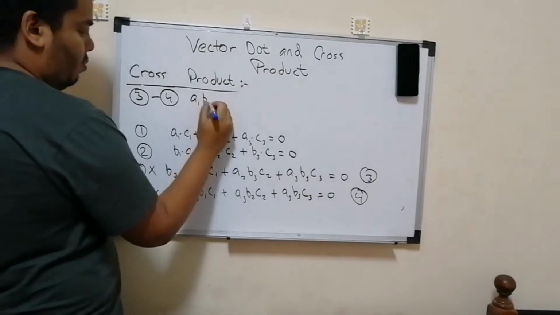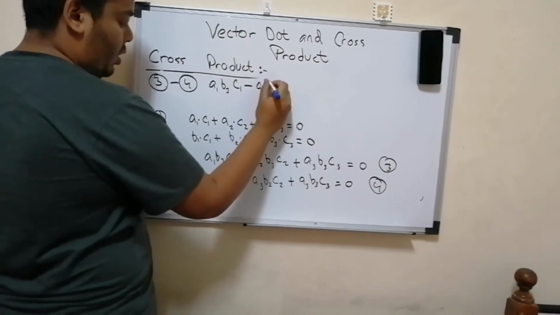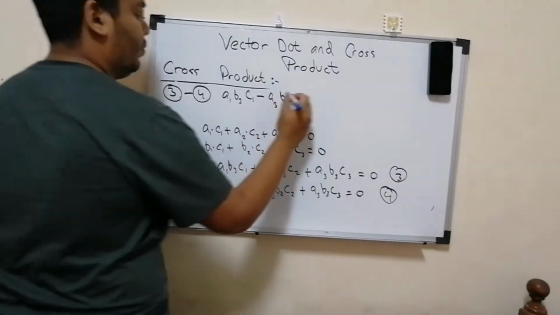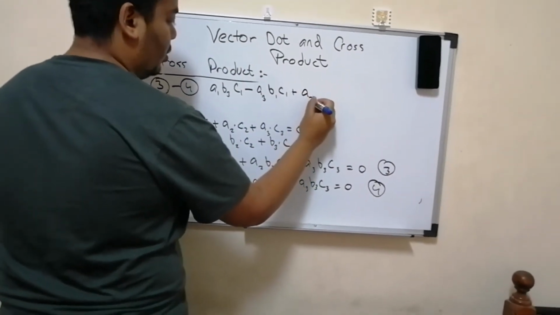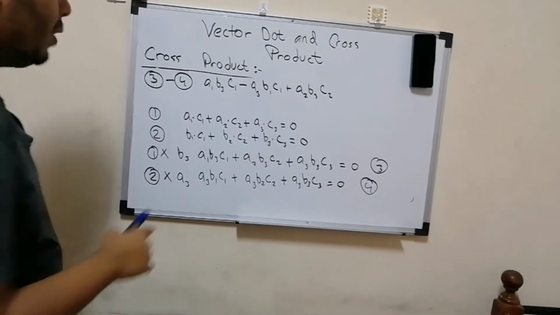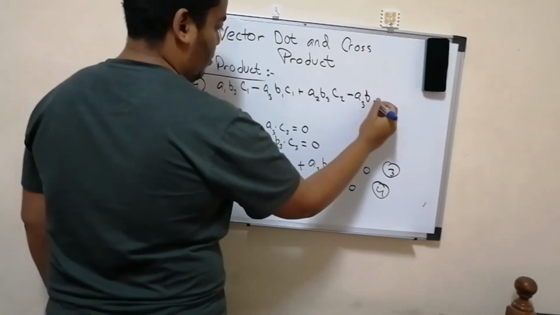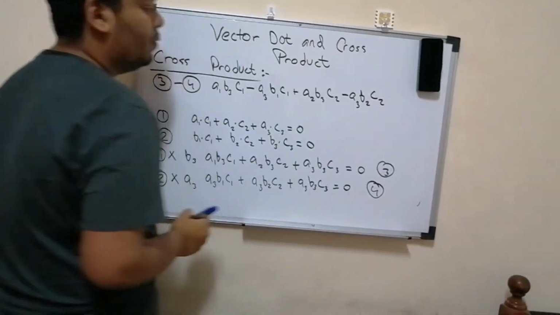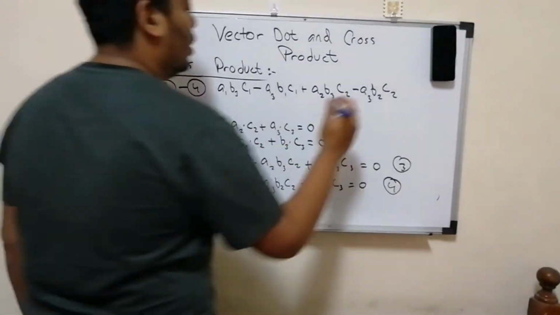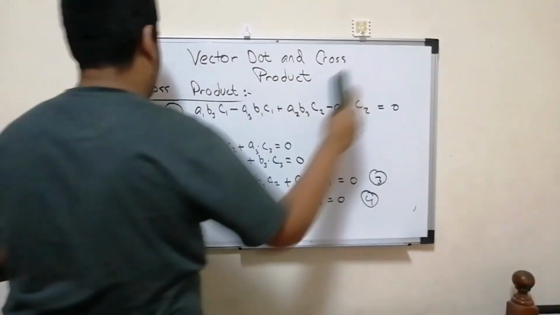A1 B3 C1 minus A3 B1 C1 plus A2 B3 C2 minus A3 B2 C2. These two terms, when you subtract them, they're similar terms, they'll become 0, and this whole thing will become equal to 0. So let's remove these as a whole.